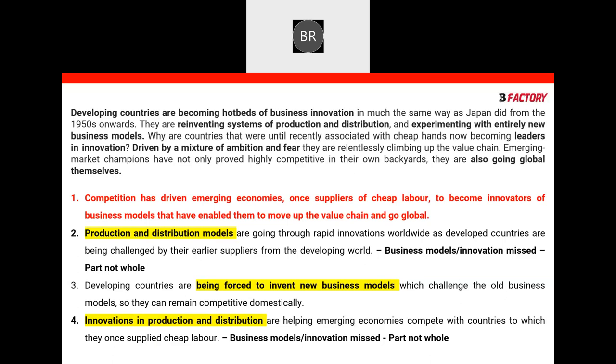Right? Two does not talk anything about emerging economies and how they are going global and business innovations, etc. One is better. Three: developing countries are being forced to invent new business models so that they can remain competitive domestically. Now, I beg to slightly differ from the highlight here. They can remain competitive domestically.